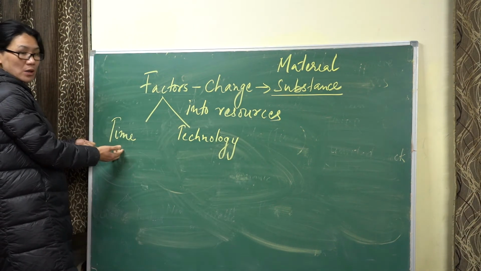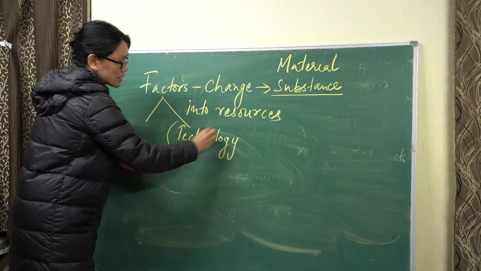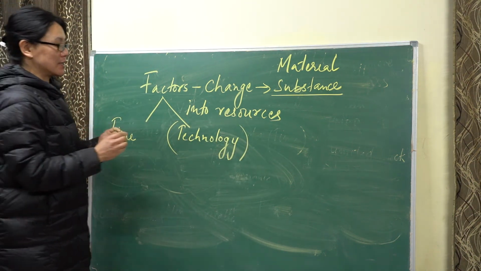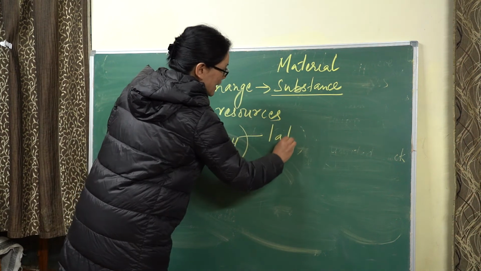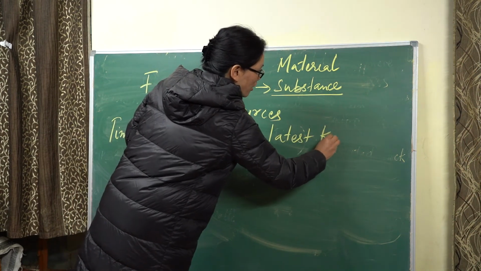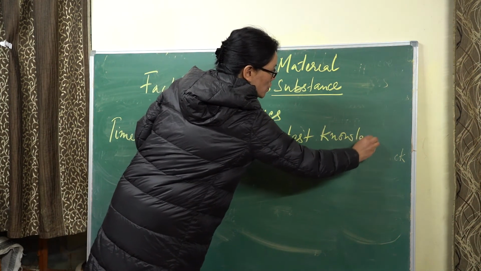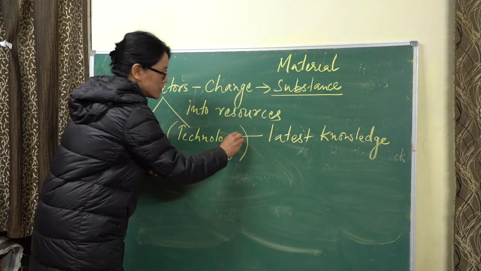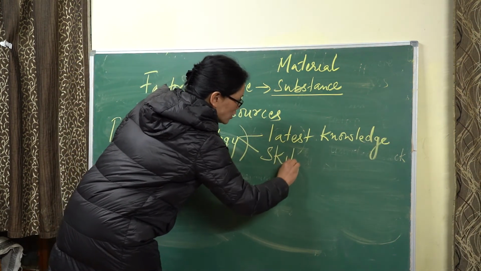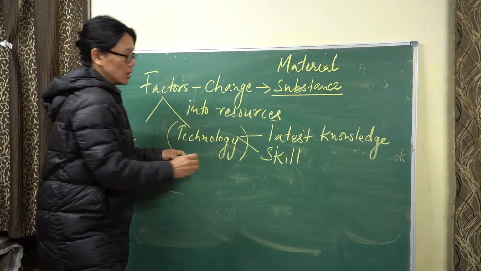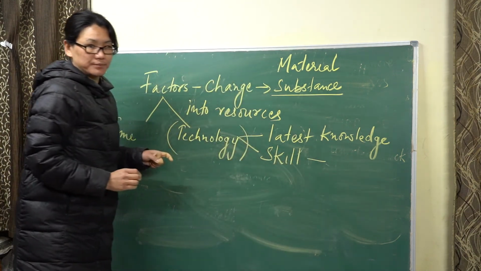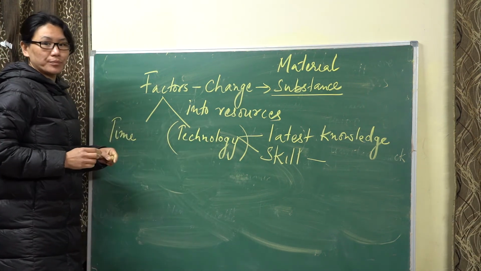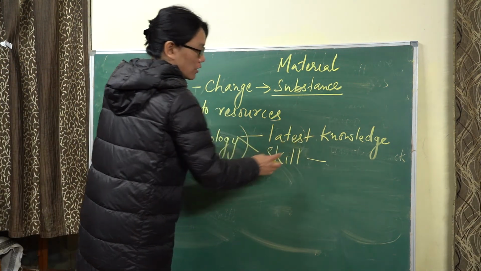Now this one we know, right? Now what is this technology here? Technology in this context means using the latest knowledge and also skill to do something. Is that clear? That is called technology. Now we know this one, latest knowledge.